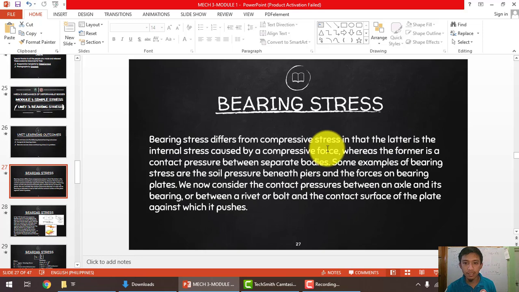Relating that to most of our examples, which are on connections, one example of bearing stress is the force on bearing plates. Bearing plates are steel plates. For example, you originally have a concrete column and you're going to connect a steel column, making it a composite column. Let's say the shape of the steel is an I shape and the concrete column is rectangular, so you need to connect them thoroughly so that they act as one.